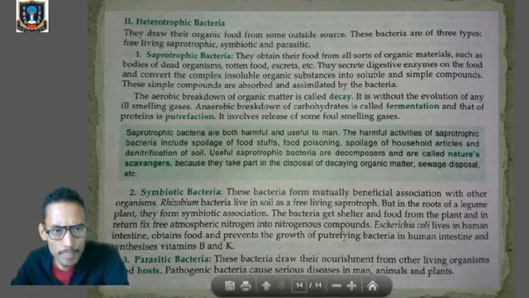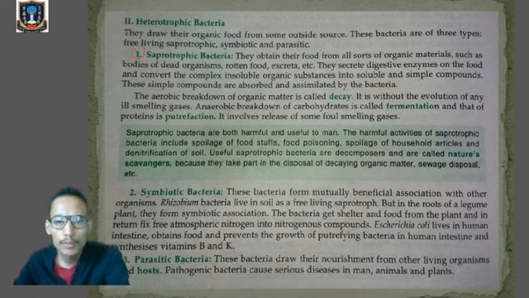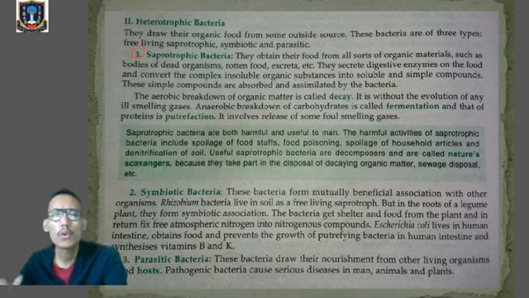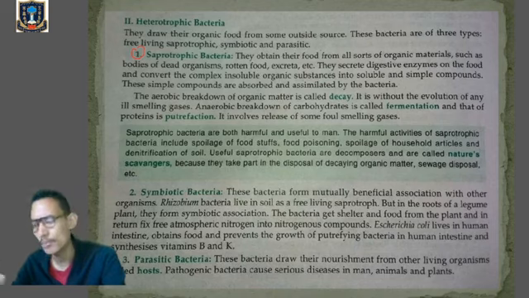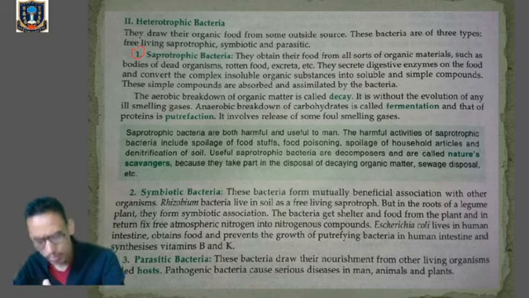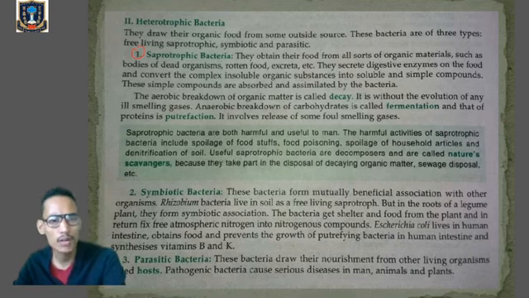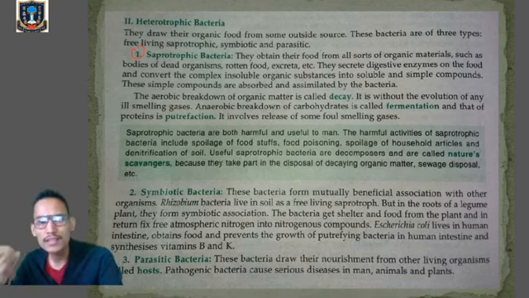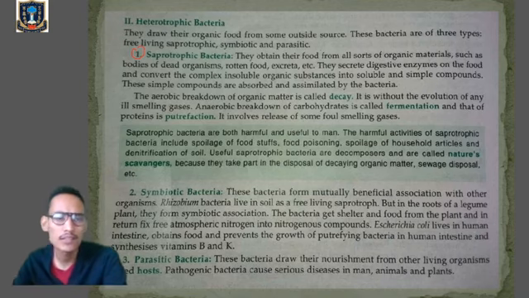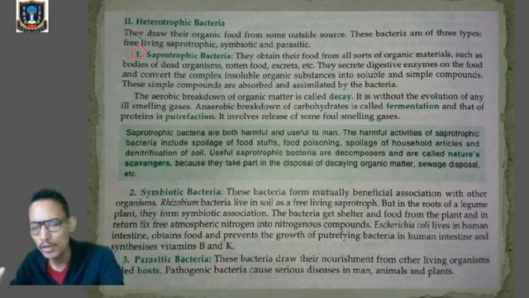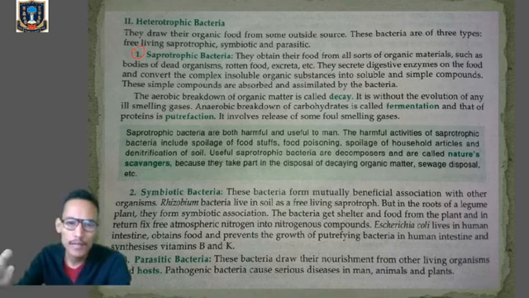Saprotrophic bacteria, look over here, obtain their food from all sorts of organic materials such as bodies of dead organisms, rotten food, and excreta. Saprotrophs obtain their food materials from dead and decaying organisms. They secrete digestive enzymes on the food that convert the complex insoluble food into soluble and simple compounds, and those simple compounds will be absorbed by the body of the bacteria.